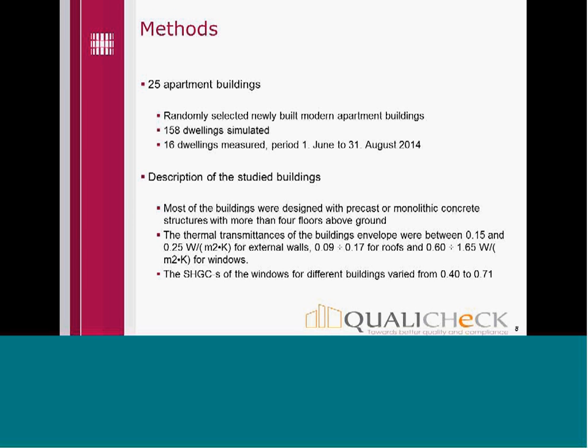So in our study we had 25 new apartment buildings. Basically all of these were randomly selected, and the only criterion was that these were newly built ones. We simulated 158 dwellings to find out the most critical ones, and 16 dwellings were measured for a period of 3 months in the summer last year.